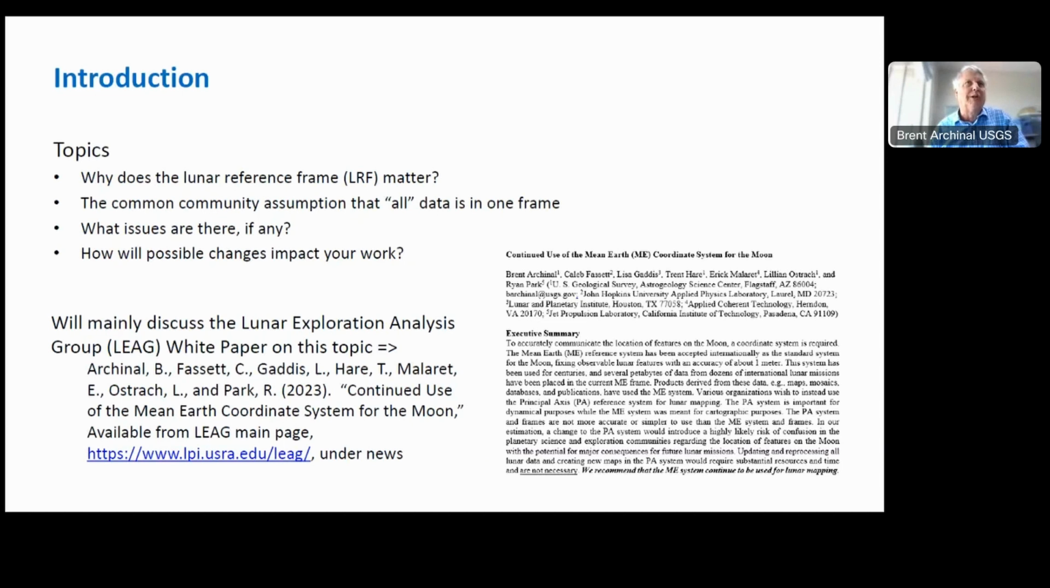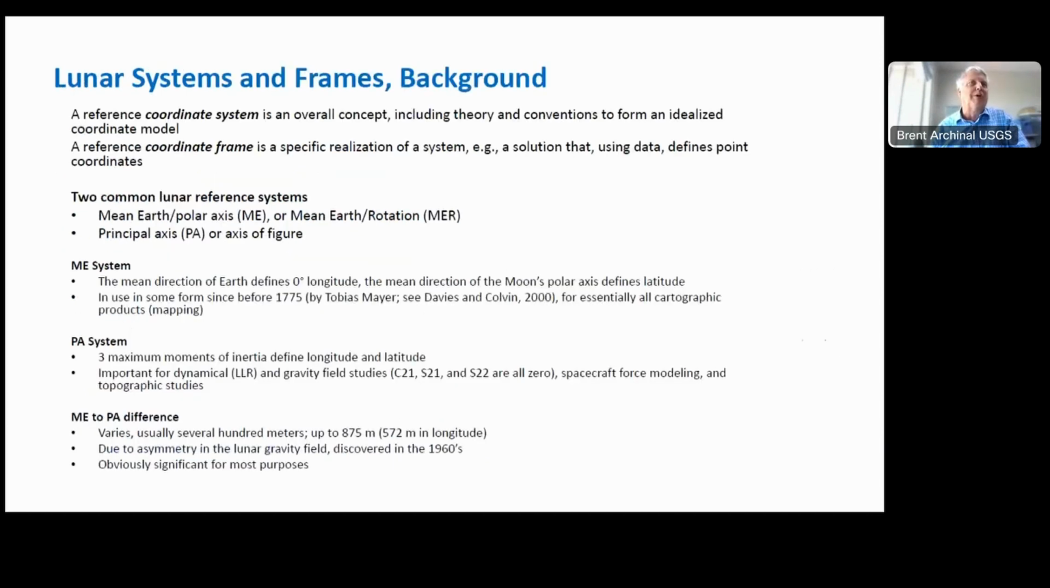So next slide, please. As some background on this, I should point out at the start that I'll be using the terms coordinate system and coordinate frame, and they actually have slightly different meanings. A system is an overall concept, while the frame is a specific realization of a coordinate system. In other words, an actual set of coordinates of points on a body surface.